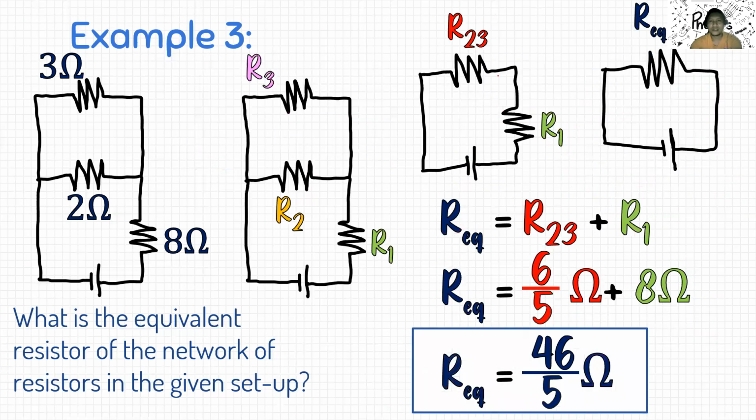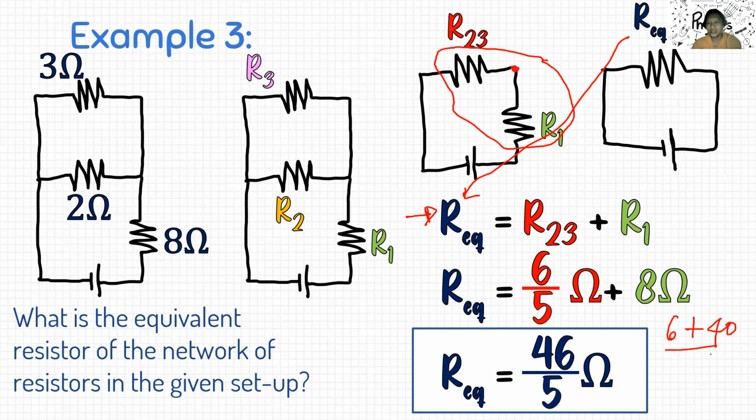We need to continue as we combine this one with R1. What is their connection? Only one end connects them. They are on one line, they are connected in series. So this is the governing equation for their equivalent resistance. So simply add 6 over 5 plus 8. So this becomes 6 plus 40 over 5, right? So that makes 46 over 5. Okay, that's all. Thank you.